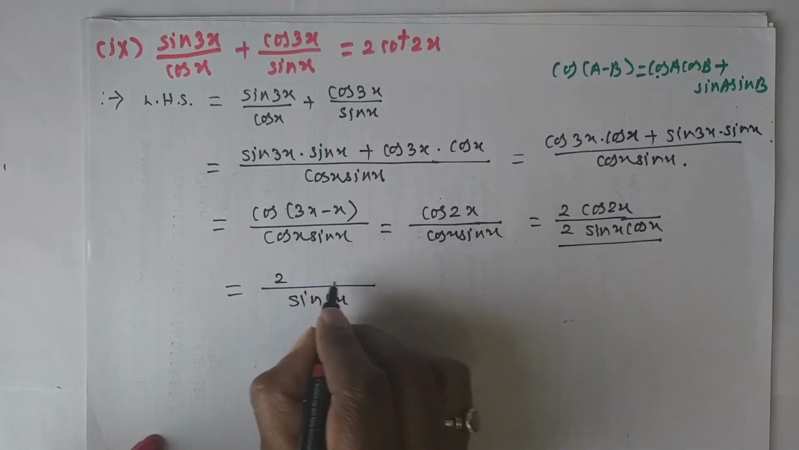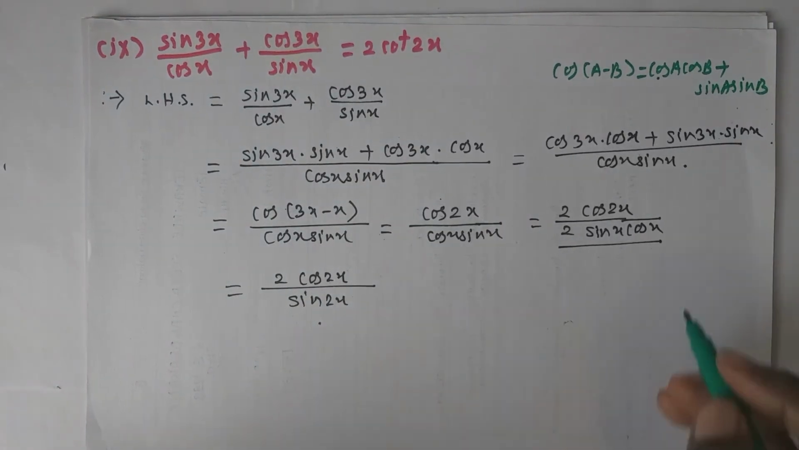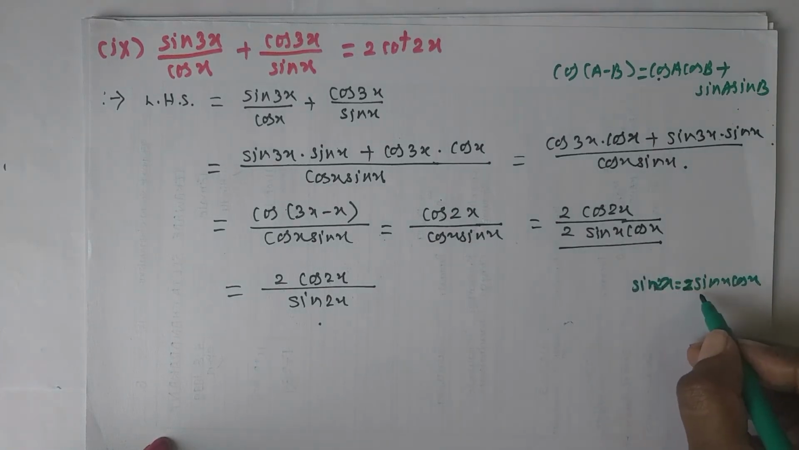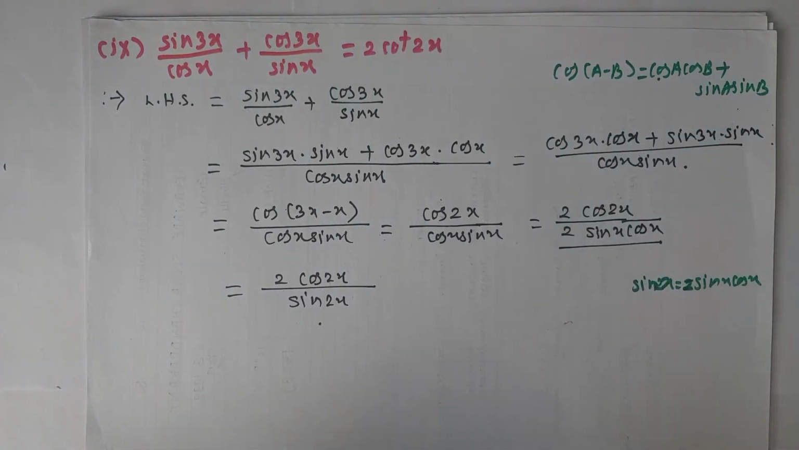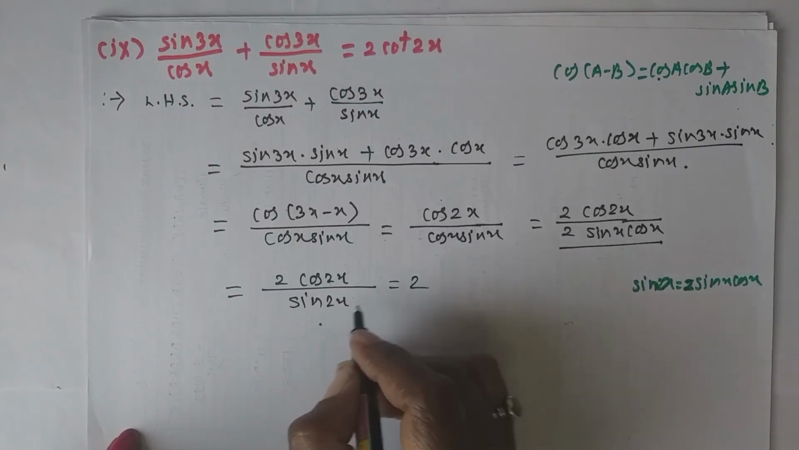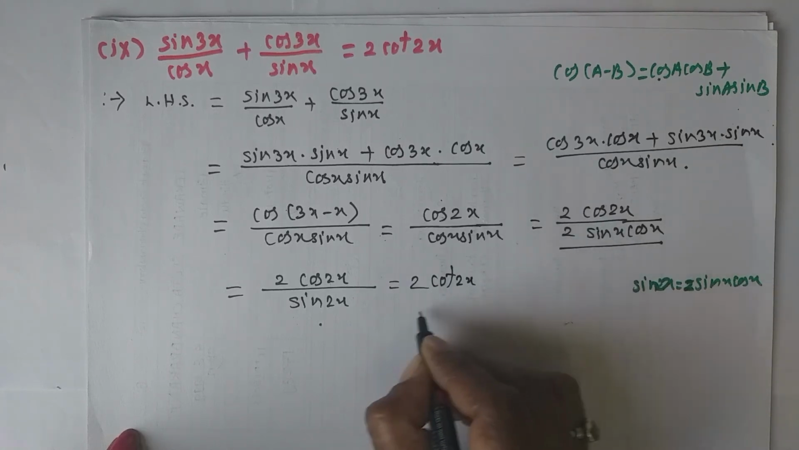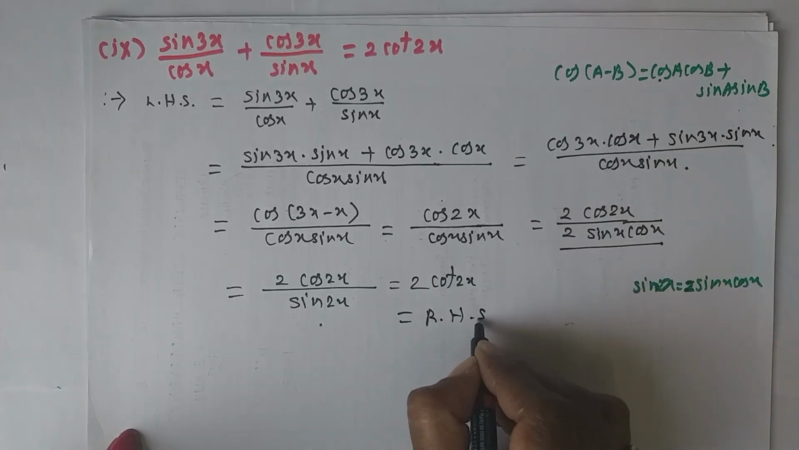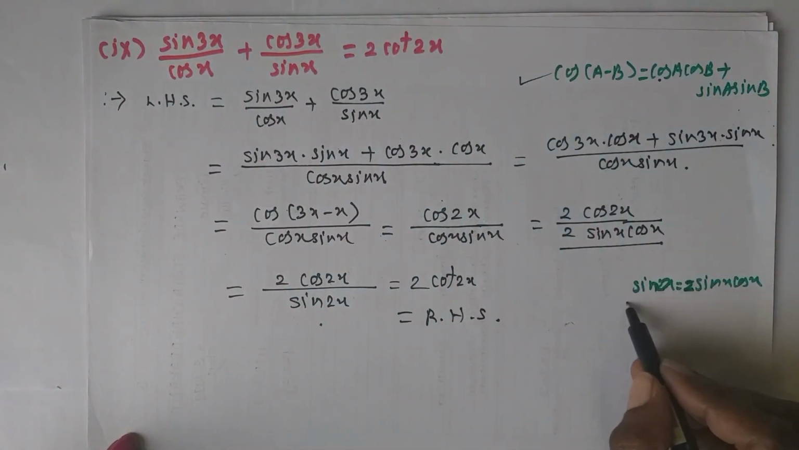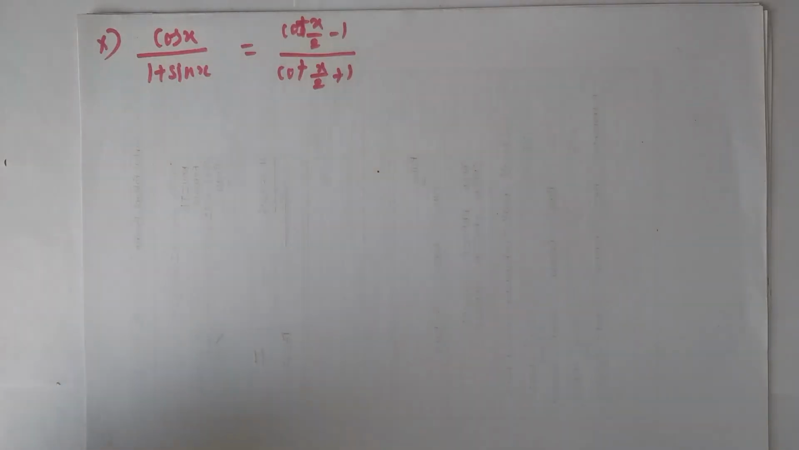And in the numerator 2 cos 2x as it is. I am using here the formula of sin 2x, that is 2 times sin x cos x, in the denominator. Write down 2 as it is, and cos 2x divided by sin 2x is nothing but cot 2x, and this is nothing but your right hand side. In this way, if you know this formula of cos a minus b and this formula, this is very easy. Now see the next problem.